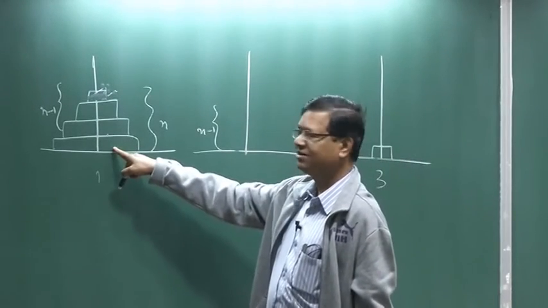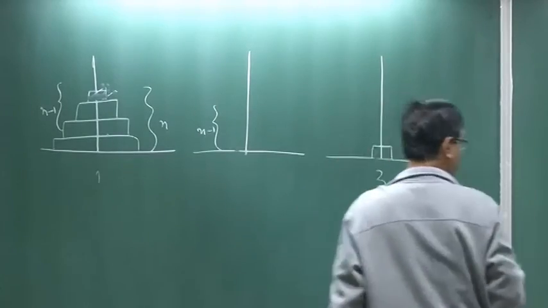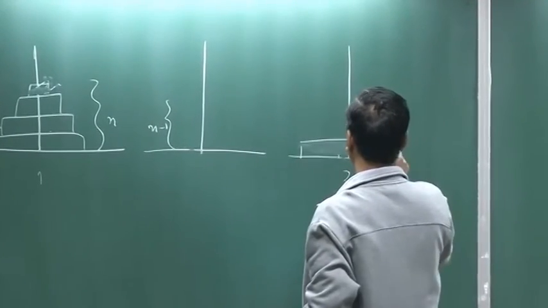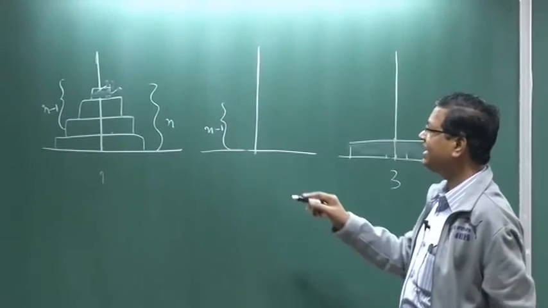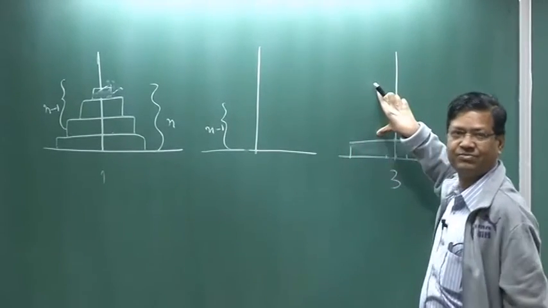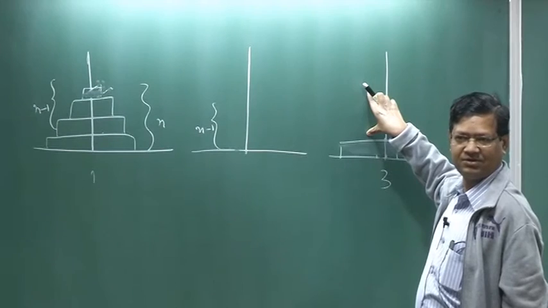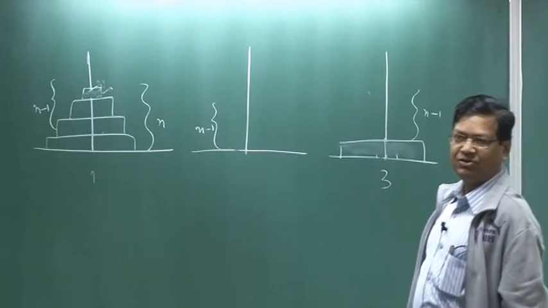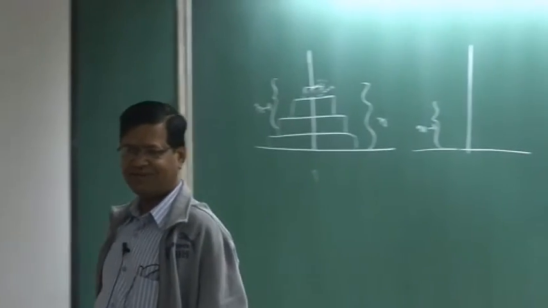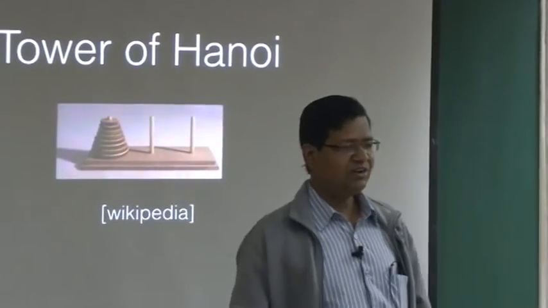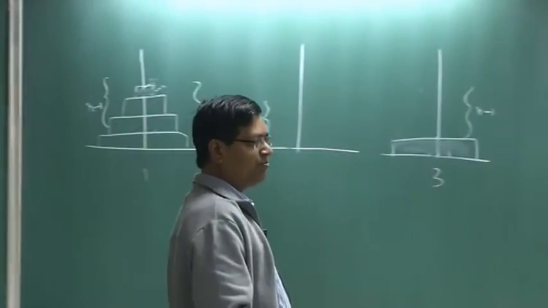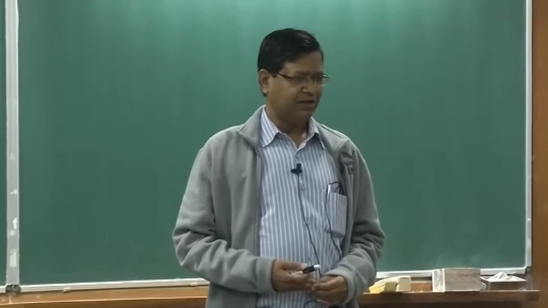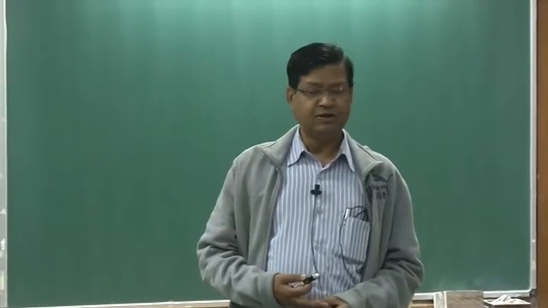Then the bottom one I send here, and then take these n minus 1 and put them on top. So n minus 1 on top, and I have transferred everything. If you know how to solve for n minus 1, then you can solve for n, and I can use it recursively, the way you do for factorial. To compute factorial 4, suppose somebody gave me factorial 3, then I can always compute factorial 4. That was the definition of recursion. So I am solving it recursively.